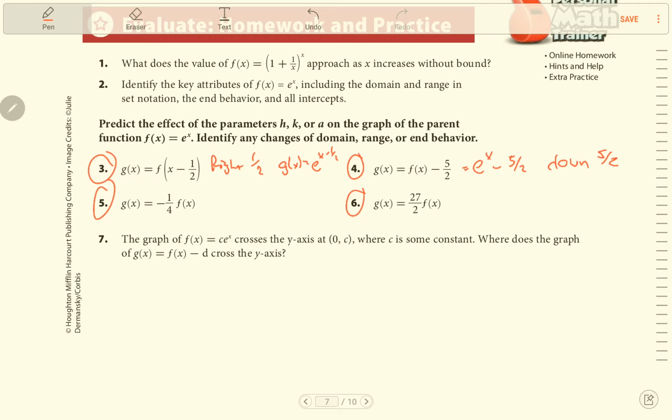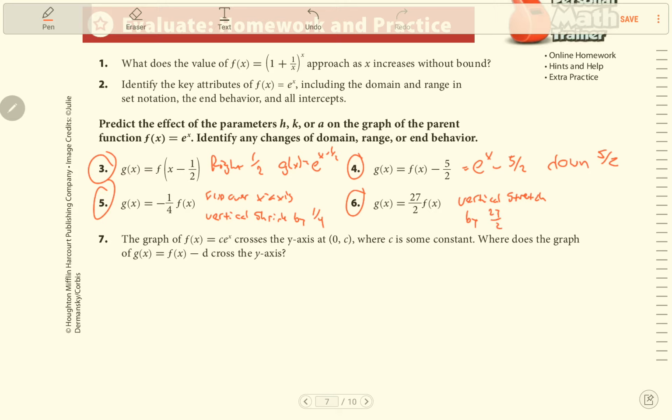Yep, transformations only. Okay. Negative 1/4, so that's going to be, again, we're multiplying here, and it's multiplied by negative 1/4. So it's going to be a flip over the x-axis, and a vertical shrink because it's 1/4. Okay? And then finally number 6, again multiplying, but it's by 27/2, which is bigger than 1, so it's going to be a vertical stretch by 27/2.